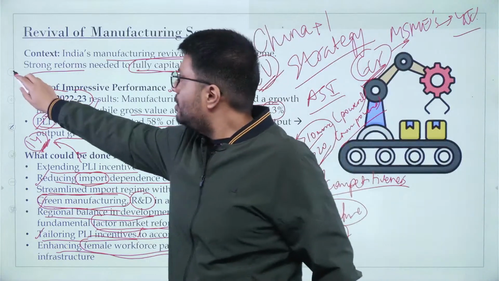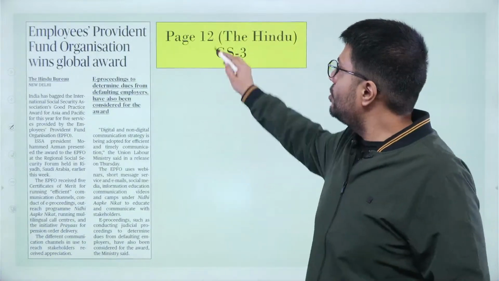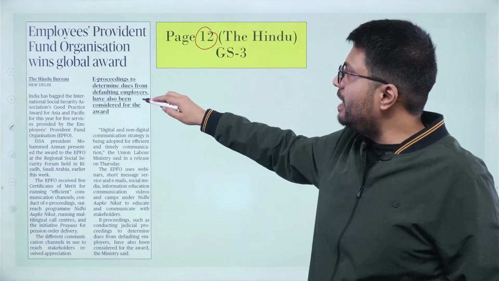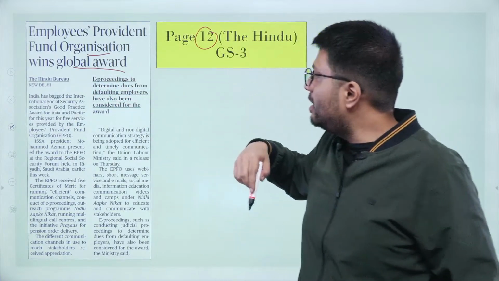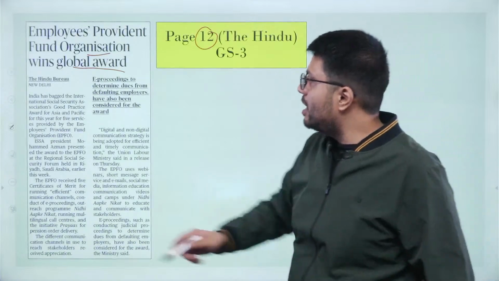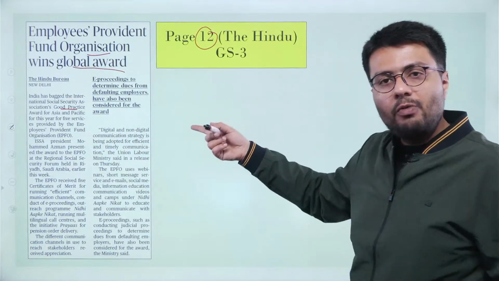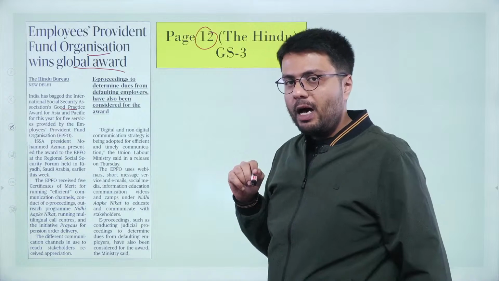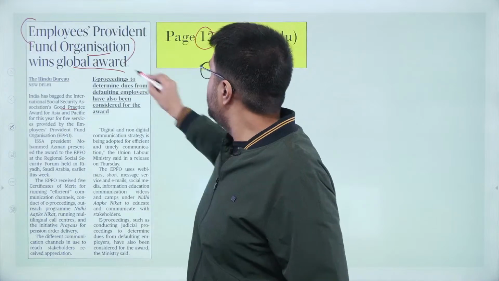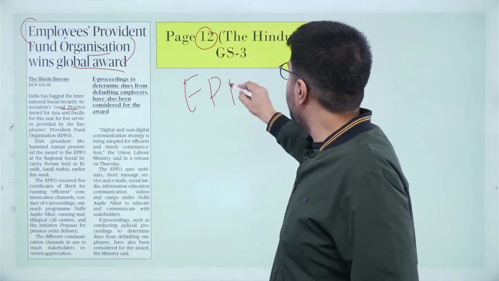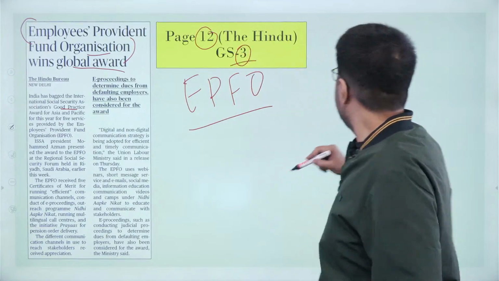Now with this, we move to the second article of the day, which also appeared in the Hindu newspaper on page 12, and it says that the Employee Provident Fund Organization has won a global award, that is the International Social Security Association Good Practice Award. Now, this practice award is not that important from our UPSC perspective. But what is important is this organization, abbreviated as EPFO. Now, this news article is important from the GS paper 3 syllabus.